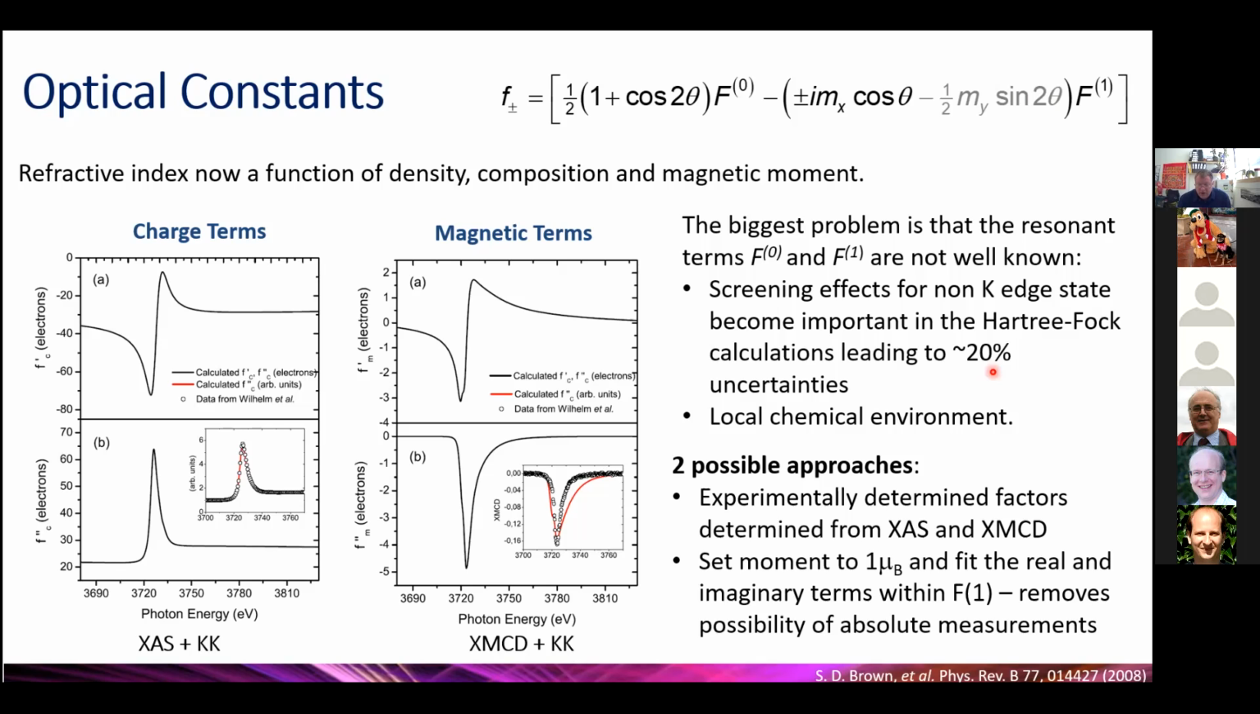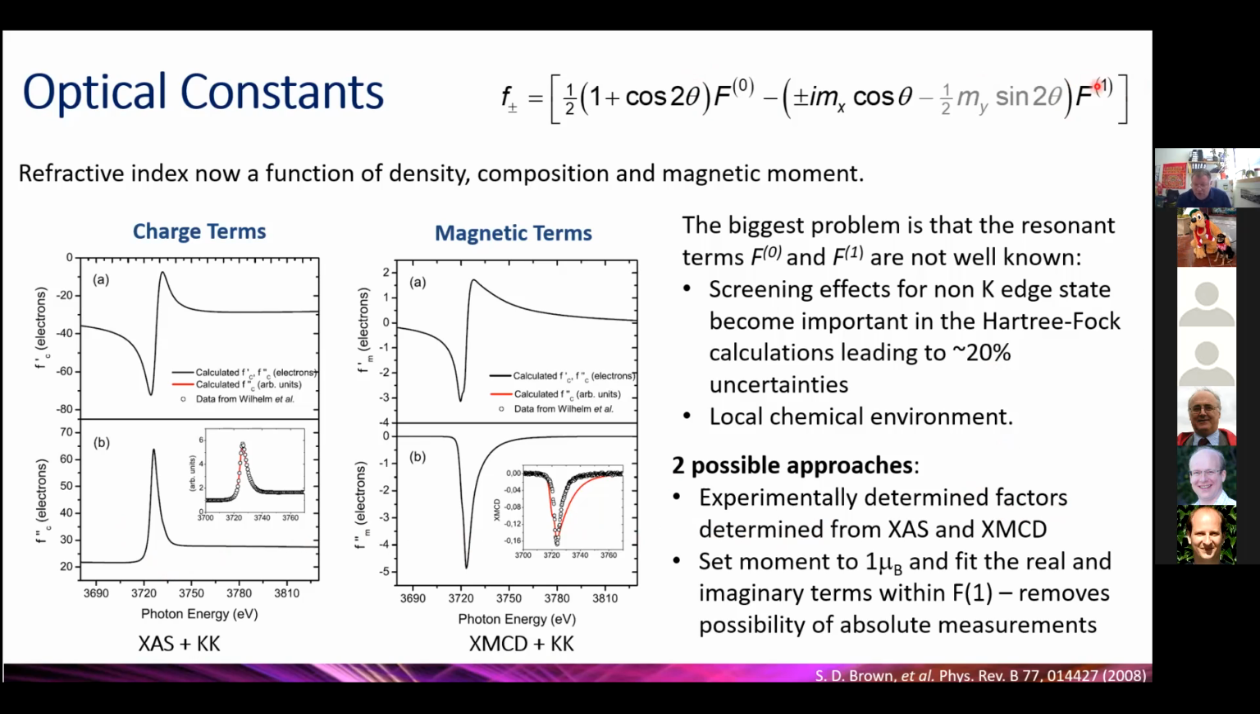So as a practitioner, we have effectively two possible approaches. One of which there are many good examples in the literature is where you do the full analysis. So you do the reflectivity, you also look at the XAS and the XMCD, and from that you experimentally determine these scattering factors to give you a complete picture of the sample.